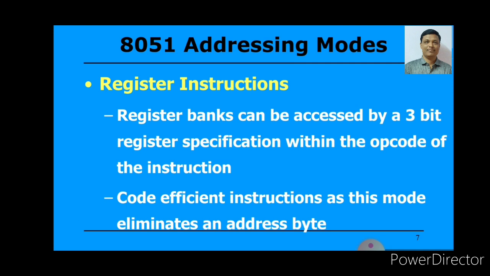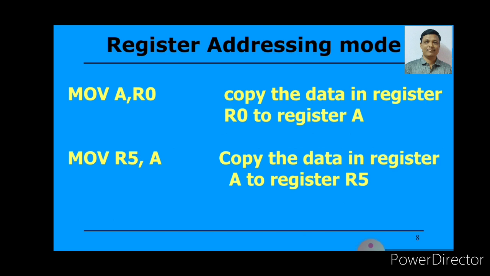The next addressing mode is register addressing. Register banks can be accessed by a 3-bit register specification within the opcode of the instruction. These are code efficient instructions, as this mode eliminates an address byte. Examples of this mode are MOV A, R0: here the data of register R0 will be transferred to the accumulator. Similarly, MOV R5, A: here the contents of the accumulator will be transferred to register R5.